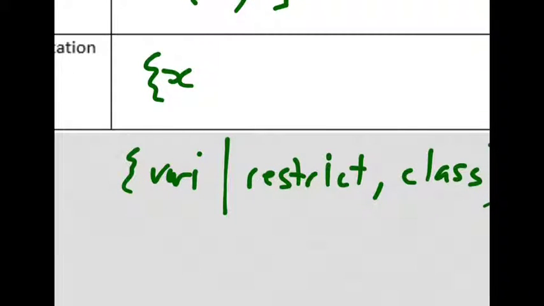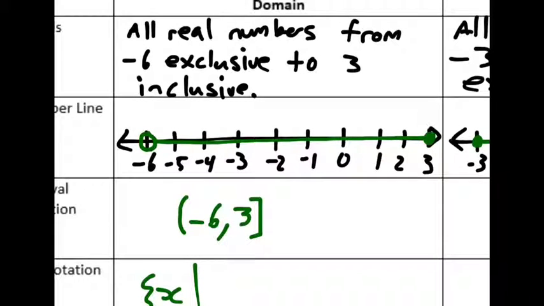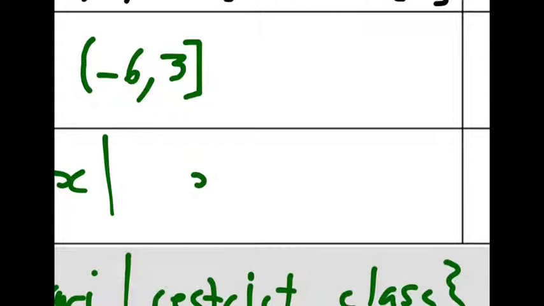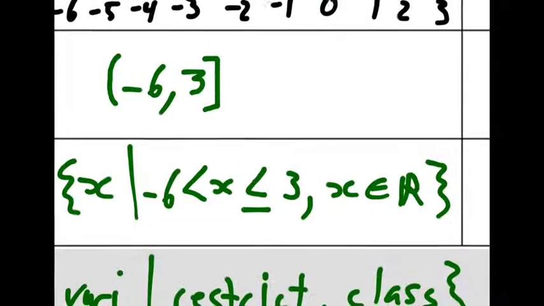X represents the domain such that, what's the restrictions on the domain? Well, we see some representations of that up here. It goes from -6 to 3. So x has to be greater than -6. Notice I don't put the line underneath this time because I don't want it to include -6. And less than or equal to 3. And then what kind of number is it? Well, it's a real number, right? So I write x, element of, and then that double line R. There's my set notation.